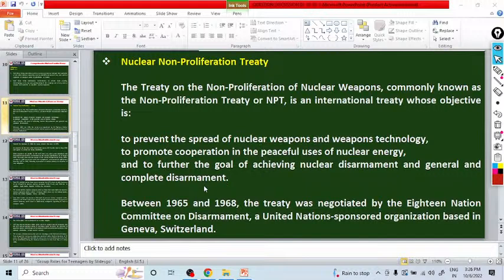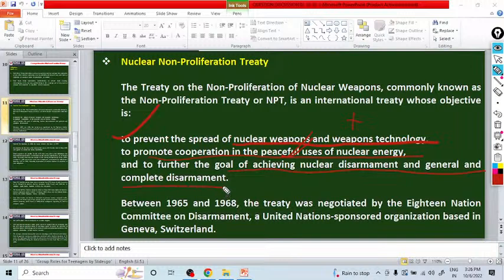Three major objectives of the treaty. First is to prevent the spread of nuclear weapons and weapon technology. Not only weapons, but weapon technology. Second, to promote cooperation in the peaceful use of nuclear energy. So, weapon technology is prohibited, but peaceful use is permitted. And third, to further the goal of achieving nuclear disarmament and general and complete disarmament.